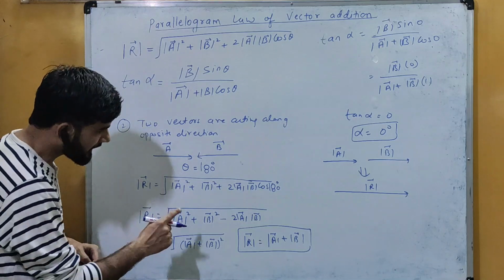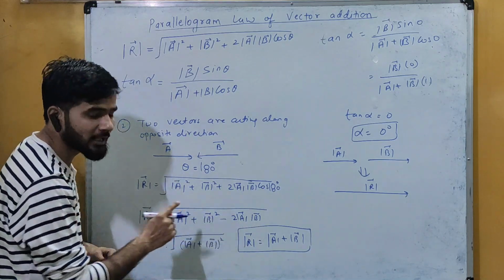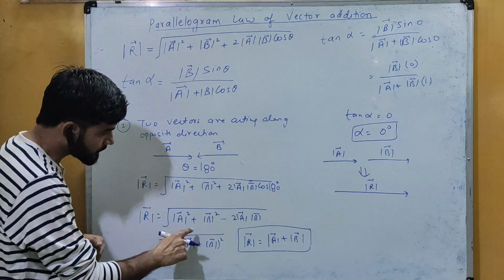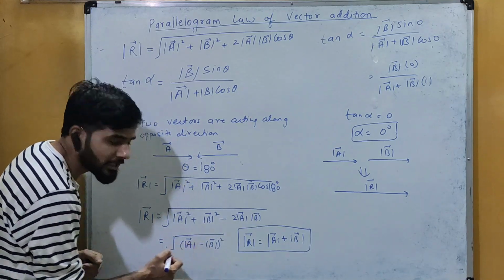Minus. Now here you can see it is A square plus B square minus 2AB. So this is the formula of A minus B whole square.